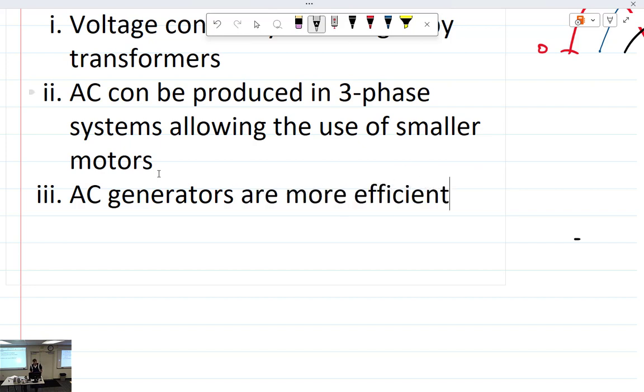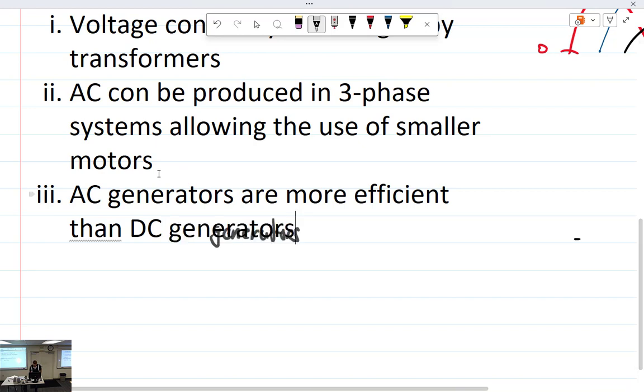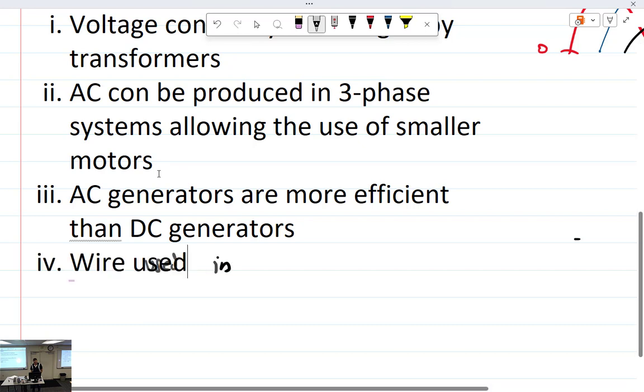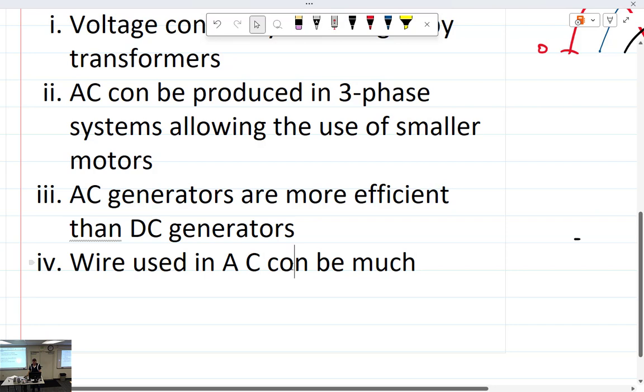More efficient than DC generators. And I like this one. Wire used in AC can be much smaller. So like smaller gauges. Exactly.